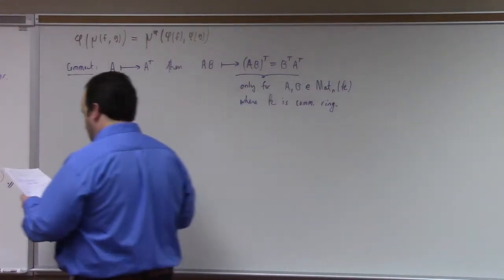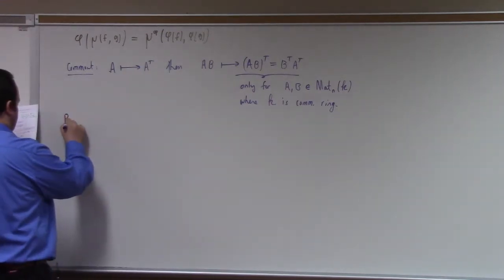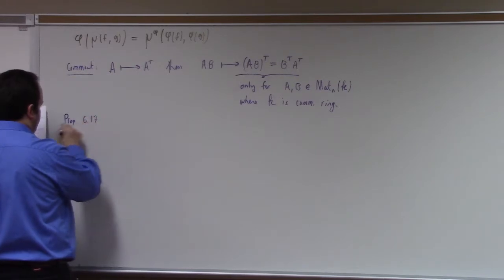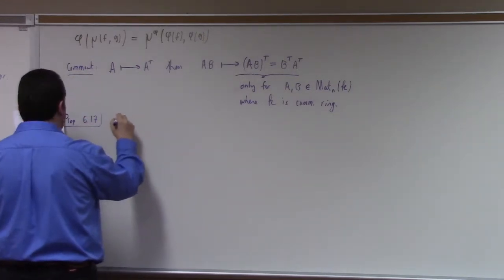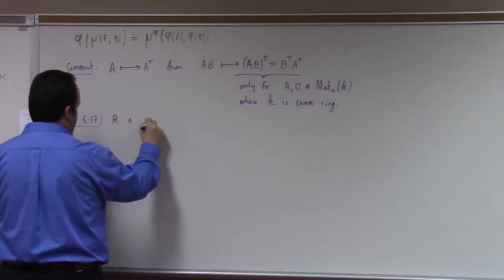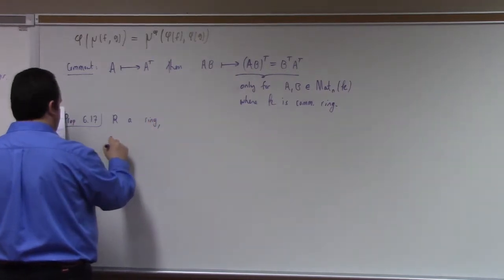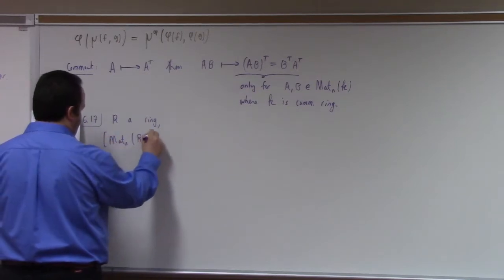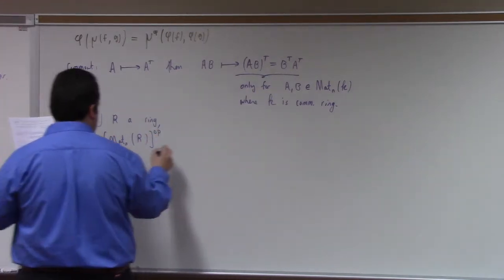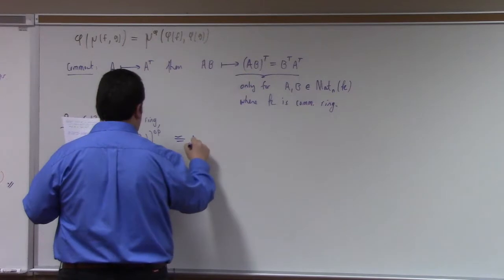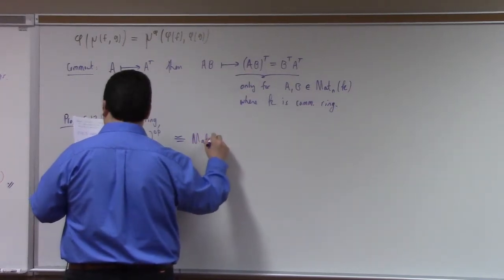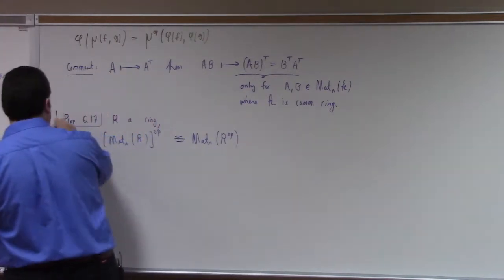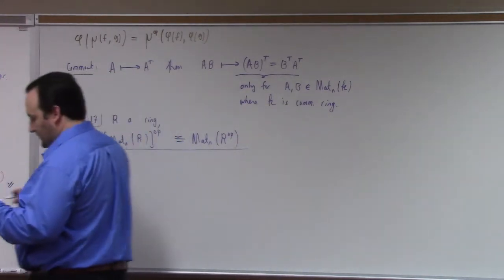So given that, this proposition is a little bit more impressive because it says, you know what, even for any ring, we still have the following. We have that the n by n matrices over the ring, the opposite algebra of that, is isomorphic to the n by n matrices over the opposite ring. Now, this is not assuming that the ring is commutative.